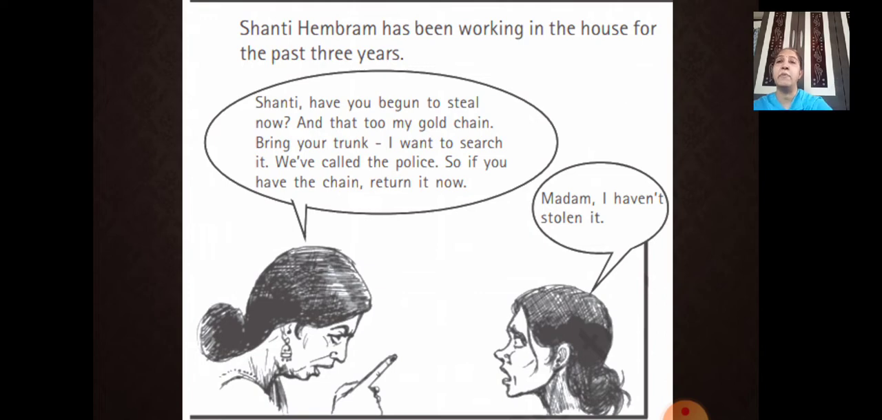Shanti Hiram has been working in the house for the past three years. She is a servant in the house. Now she is called. Shanti, have you begun to steal now? And that too my gold chain. Bring your trunk. I want to search it. We have called the police. So if you have the chain, return it now. This is what Mrs. Shinde asked Shanti. Then what did Shanti reply? Madam, I haven't stolen it.